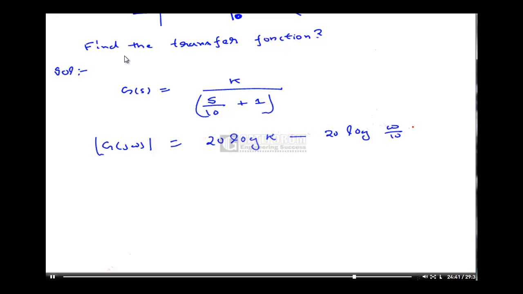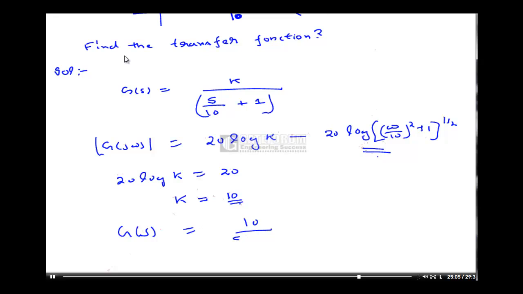square root of ((omega by 10) whole square plus 1). For smaller values of omega, I can easily ignore this term. So 20 log k is equal to 20, which implies the k value is equal to 10. Thus G(s) will become 10 upon (s by 10 plus 1), which is also equal to 100 upon (s plus 10). This is the answer. Simple problem.